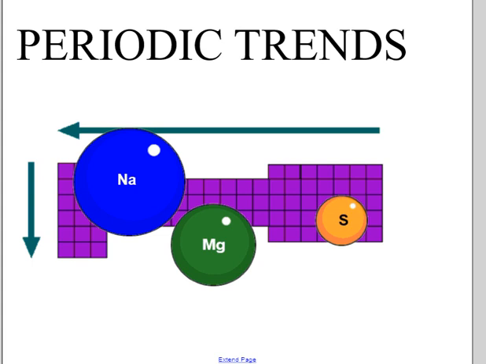Hello, grade 12s. I want to talk a little bit to you about some of the trends that we can find in the periodic table. We've discussed some common characteristics and trends before, but there's a lot more we can know about elements just from their position in the periodic table now that we have a better understanding of the structure of the atom.